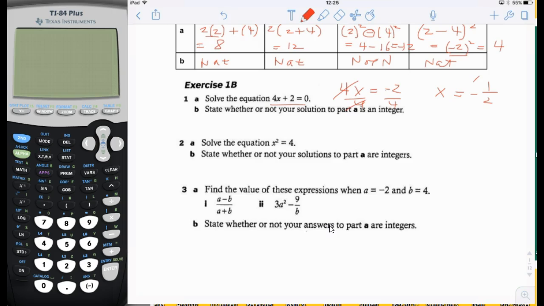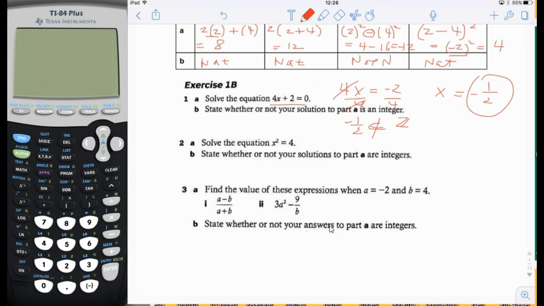So, is this an integer? No, not an integer. So we could say it's not an element of Z. Let's write this in better math. We could say negative 1/2 is not an element of Z, the set Z.